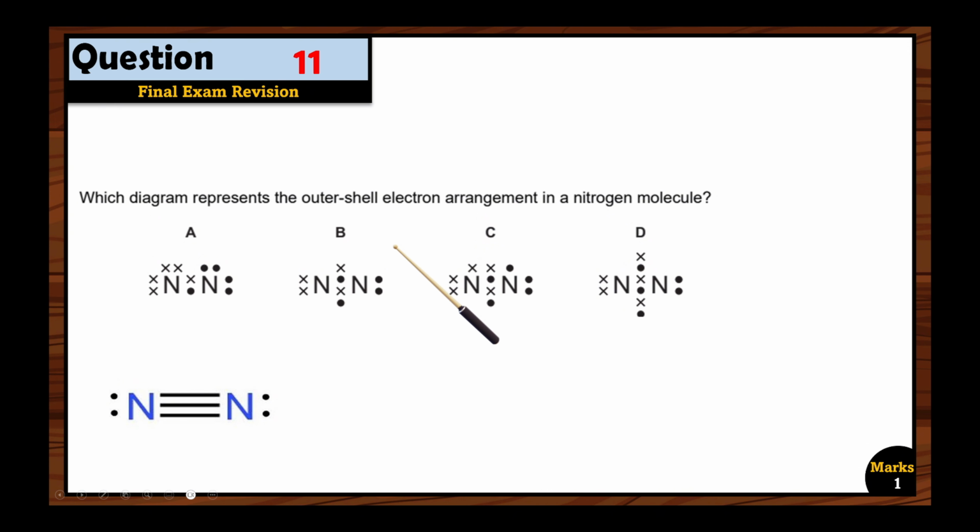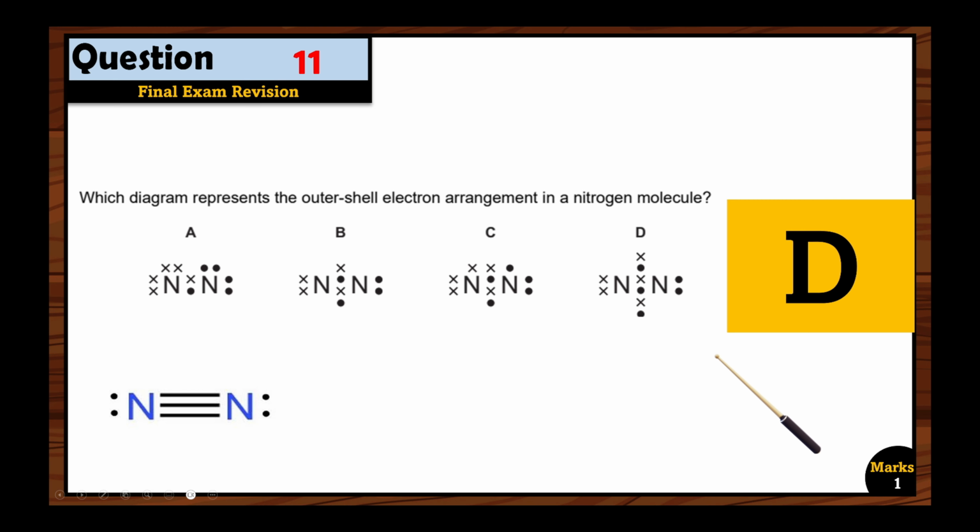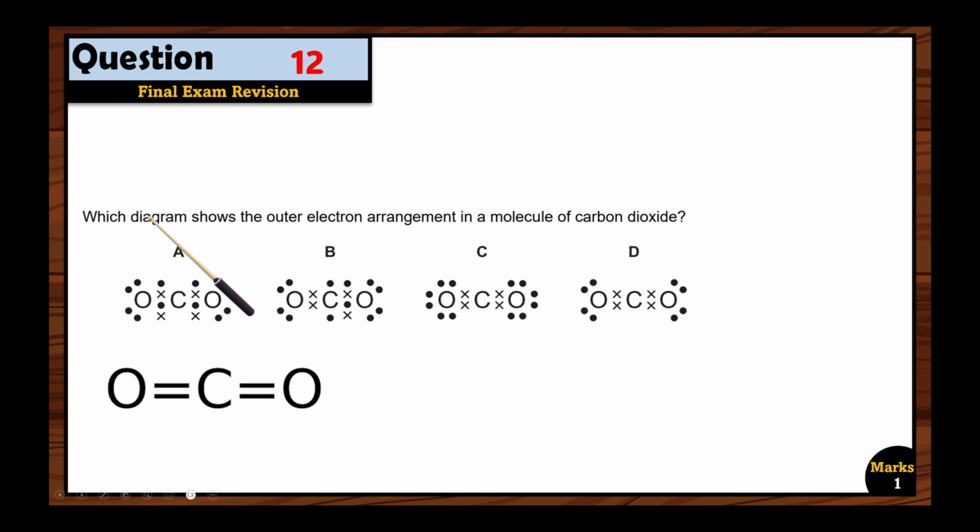Let's see question number 11. Which diagram represent the outer shell electron arrangement in nitrogen molecule? It's again the same, but they give you the option here now. So you can see over here that option D is correct. Question number 12, which diagram show the outer shell arrangement in a molecule of carbon dioxide? So now I already have given you the picture of carbon dioxide.